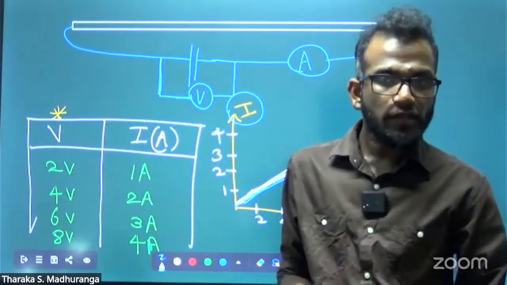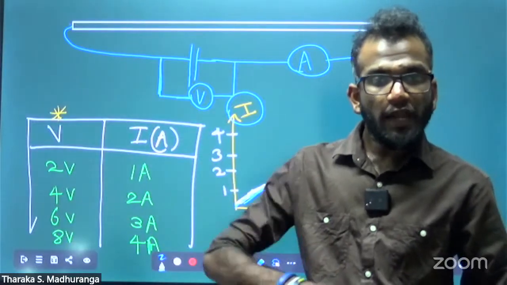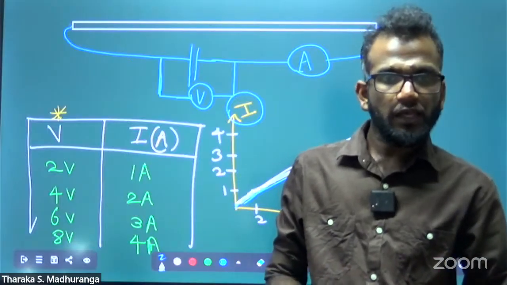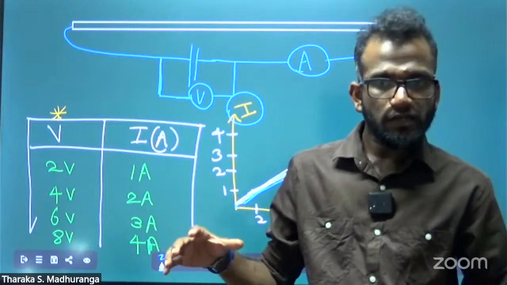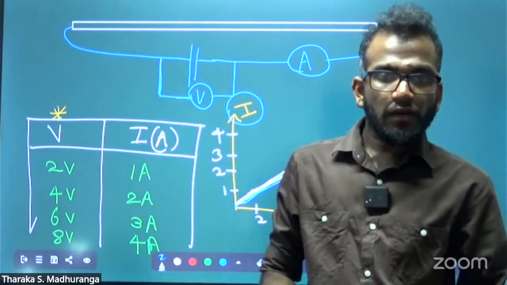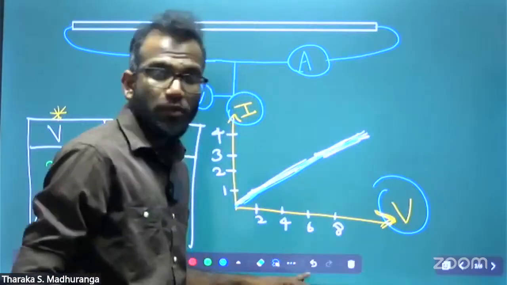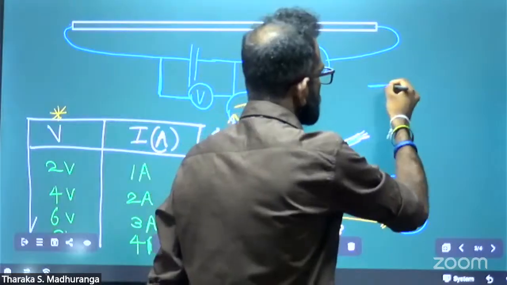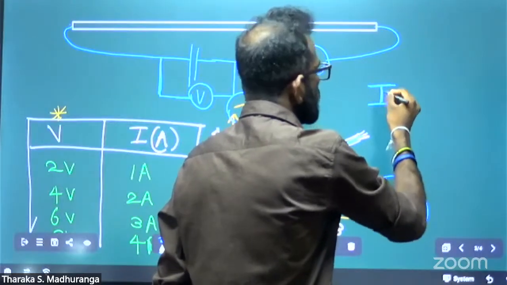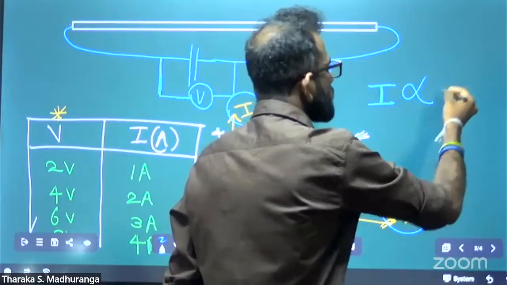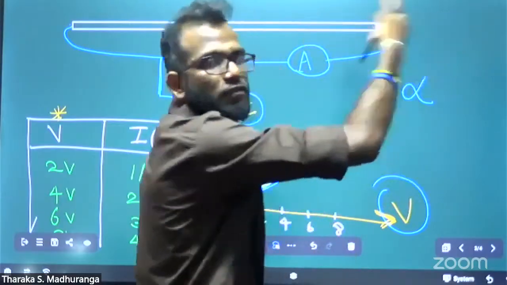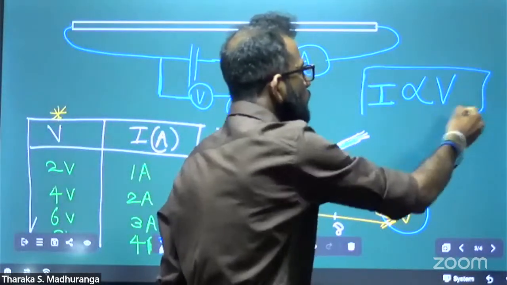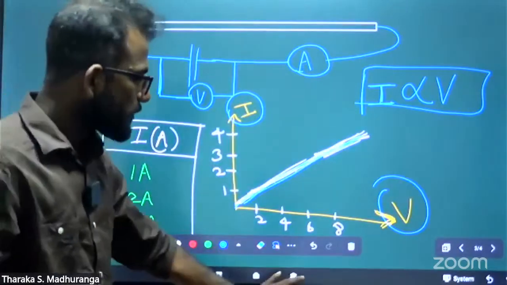How do we define Ohm's law? If temperature and all other physical factors remain constant, the current flowing through any conductor is directly proportional to the potential difference of the conductor. Potential difference means V. That is Ohm's law. You can read it now.